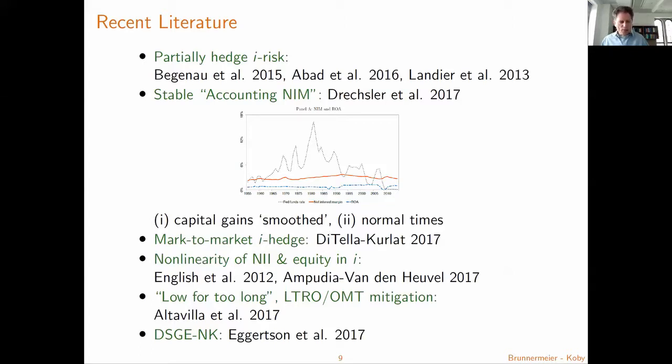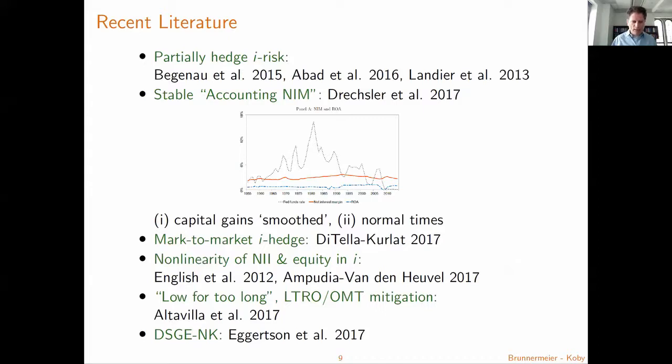There is a lot of literature saying that there's a nonlinearity in the net interest income or in equity in the interest rate movements. So that's some recent work here. First in English et al. And you have this paper some of you will be very familiar with. Then there's work from the ECB, Altavilla et al., showing primarily that low for too long is a problem in their framework.